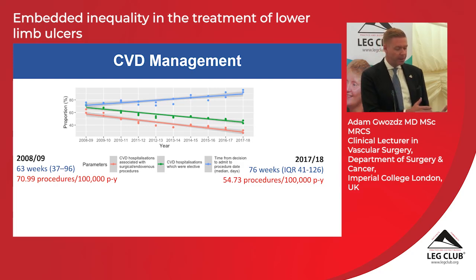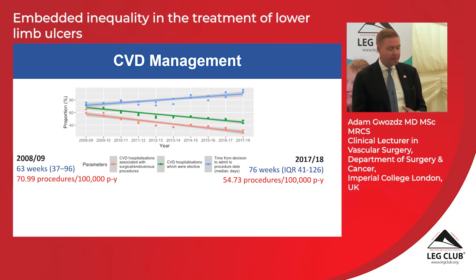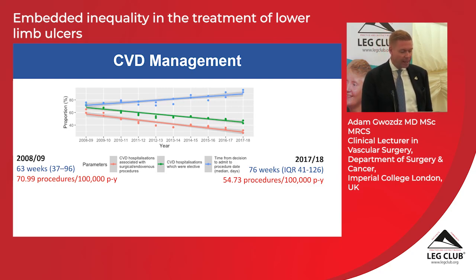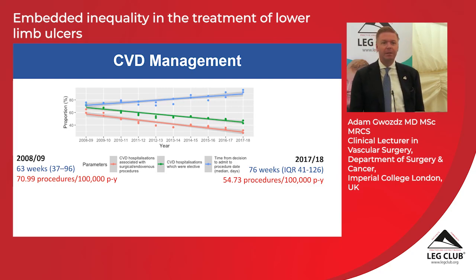The green represents hospitalizations which are elective, so planned procedures, versus patients coming in with infections or increasing pain that they can't manage at home and so on, being emergency. And the red represents the hospitalizations that are associated with the elective procedure. In other words, it's a surrogate marker of how many procedures are being done. So in 2008, you're looking at 63 weeks from being seen by a specialist to getting the intervention, and the number of procedures done per 100,000 was roughly 71.